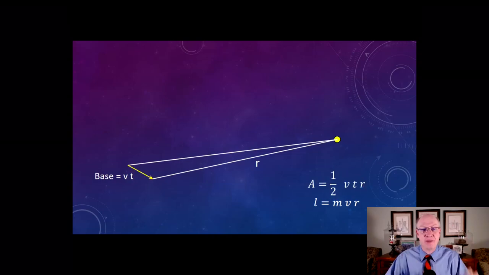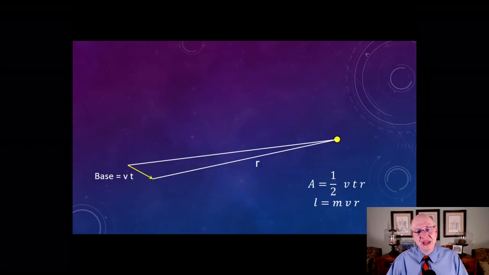Well, how wide is the base? The base, remember, distance is just speed times time. So it's the velocity of the object times the length of time. So the area is 1/2 vtr. So that is the quantity that is conserved. The velocity times the time times the distance to the sun. Now, Kepler already told us that he was doing it for equal intervals of time. So we don't have to worry about the time here. We know that's equal because Kepler said it to be equal.